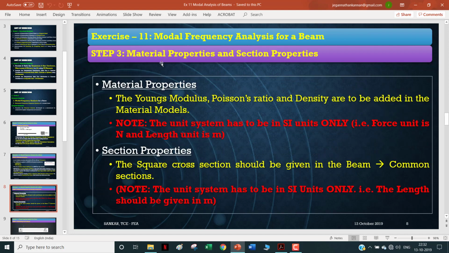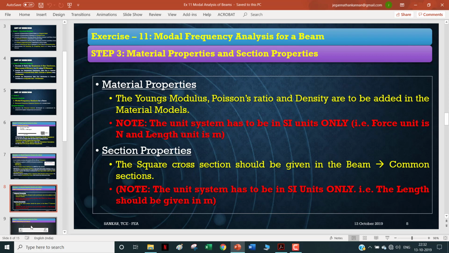And the third is material property, which is Young's modulus, Poisson's ratio, and density. The important note is that the unit system has to be in SI units only. That is, force unit should be in Newton, length unit in meter, and the mass unit should be in kg, right? And similarly, for the cross-section properties, I have to give a square cross-section, which is available in beam common sections. But here also, I should keep the unit system in mind. That is, the length unit should be meter, right?